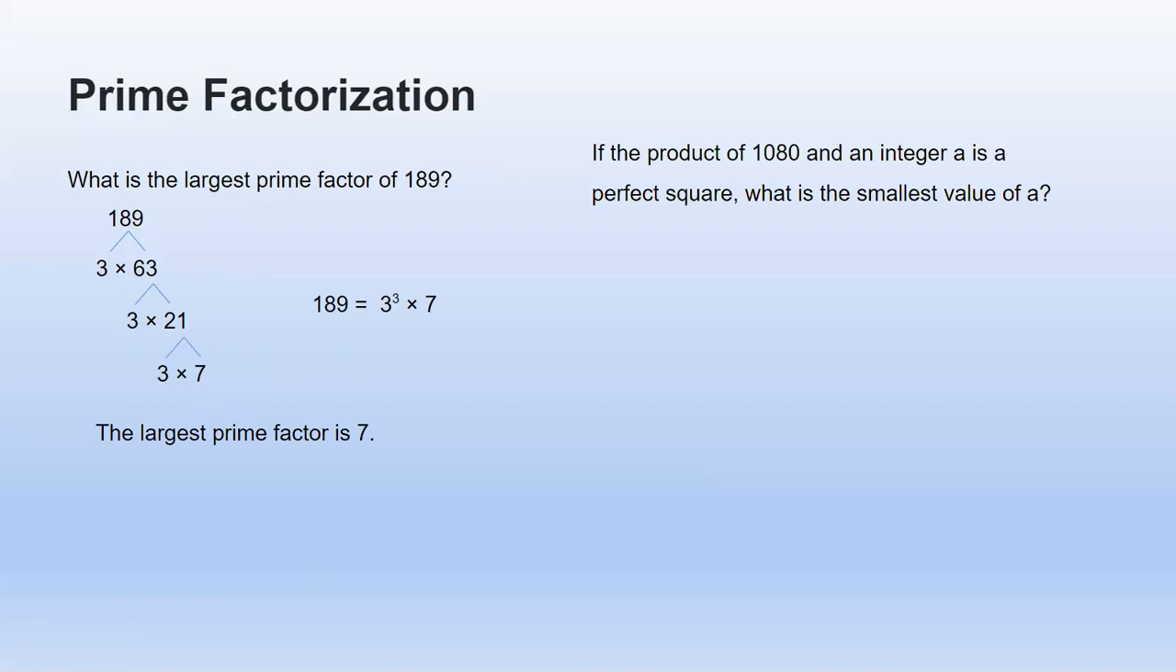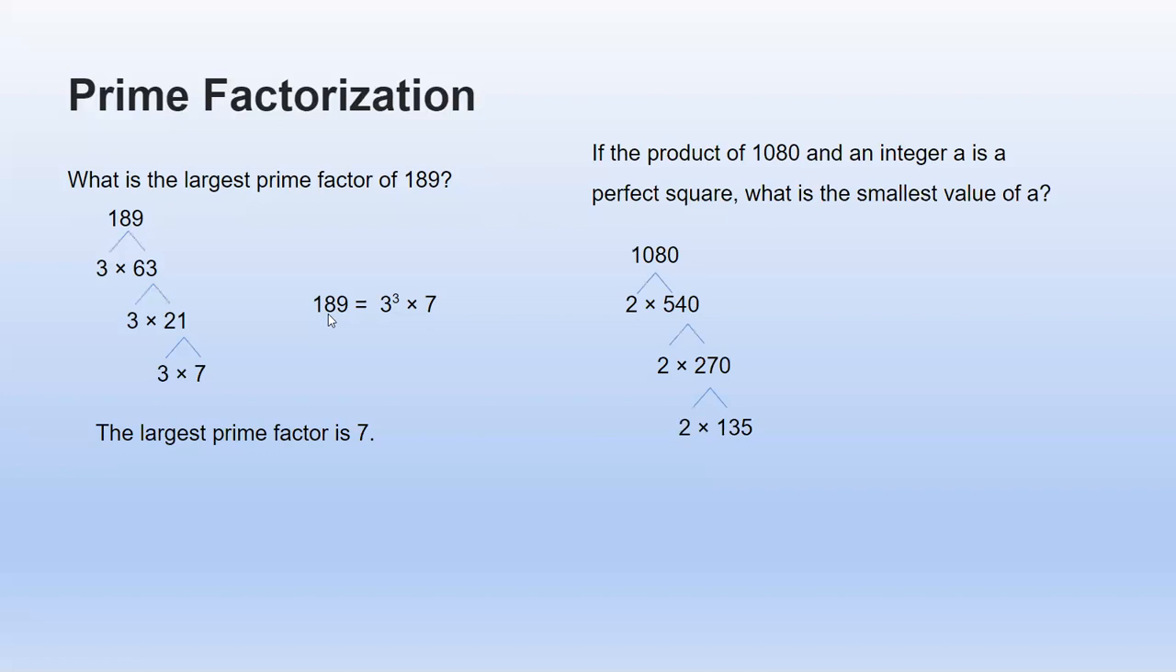Here's another example. If the product of 1080 and an integer a is a perfect square, what is the smallest value of a? Now, if we do this with 1080, we can get that this thing starts off divisible by 2, so it's 2 times 540. 2 is a prime number, so we can then split 540 into 2 times 270. 2 is again a prime number, but 270 is not.